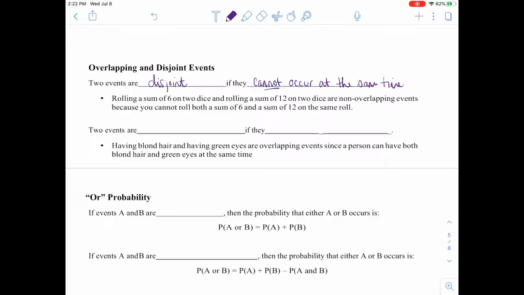If you're just rolling two dice, it's either going to give you a sum of 6 or not, or it's going to give you a sum of 12 or not. You're not going to get a sum of 12 and a sum of 6. Now, two events are overlapping. This is when we have some problems, when they can occur at the same time or together. The reason it's an issue is because we tend to overcount. An example of overlapping events, bringing us back to those Venn diagrams, is when you have blonde hair and green eyes. That can happen at the same time.